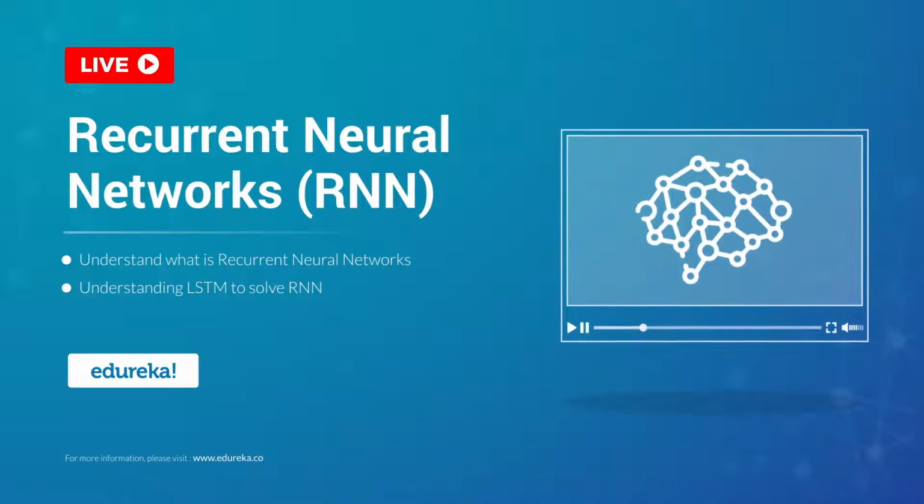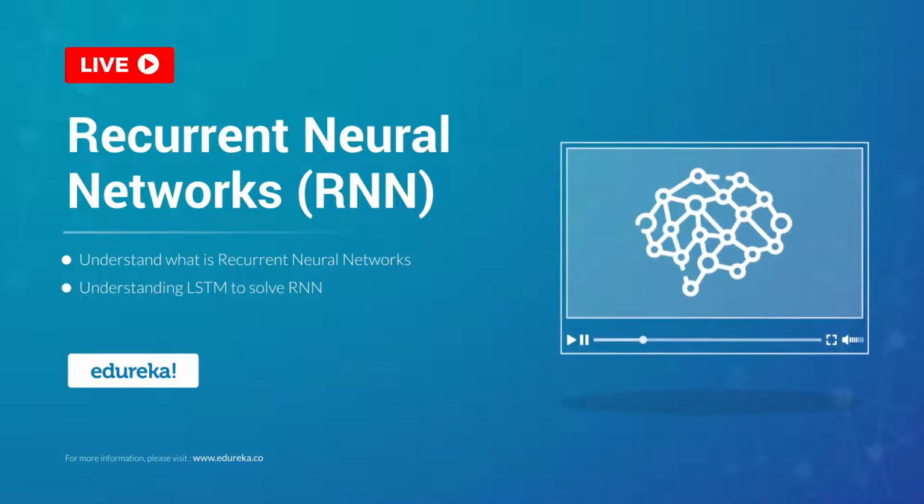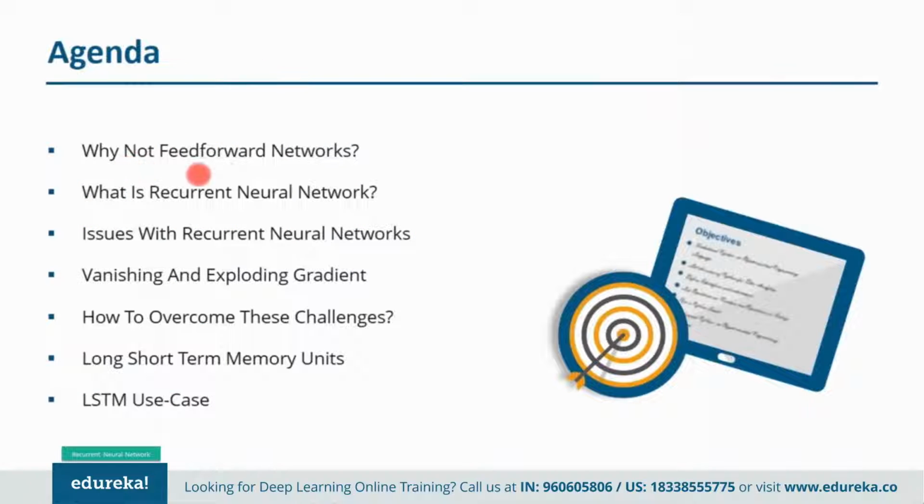So without any further ado, let us move forward and have a look at the agenda for today. We'll begin by understanding why we can't use feed-forward networks for various problems. We'll focus on various issues with feed-forward networks. After that, we'll understand how recurrent neural networks solve those issues, and how exactly they work. Then we'll focus on various issues with recurrent neural networks, namely vanishing and exploding gradient. After that, we'll understand how LSTMs, that is long short-term memory units, solve this problem. And finally, we'll be looking at an LSTM use case.